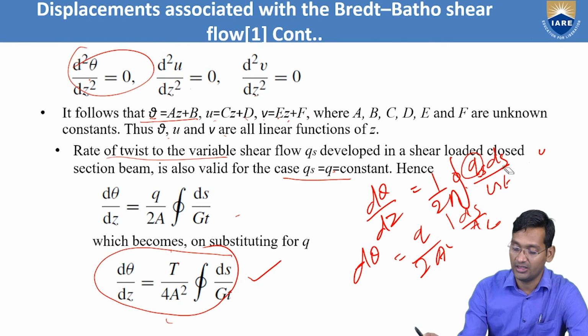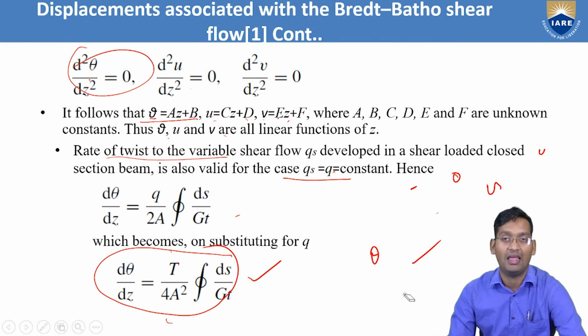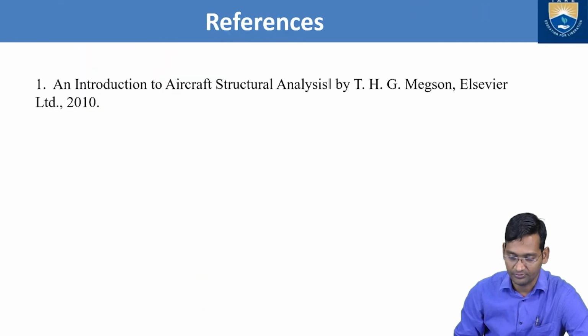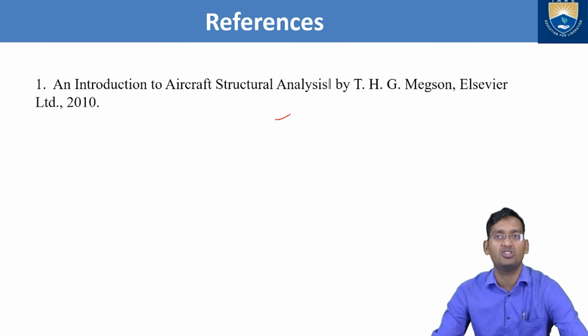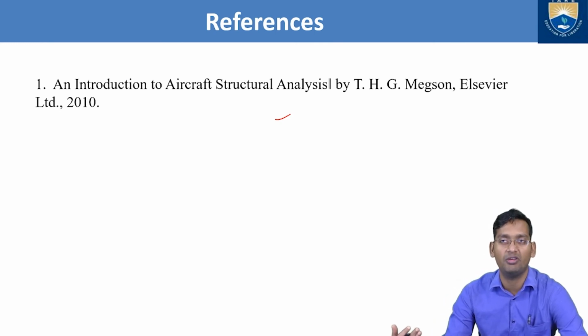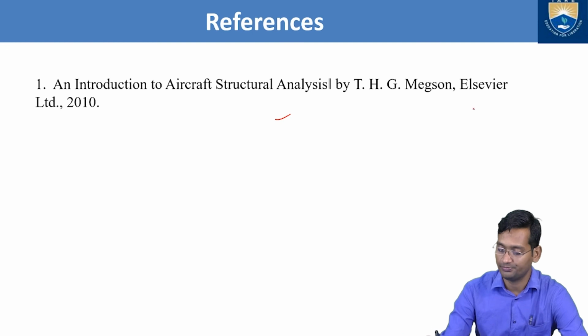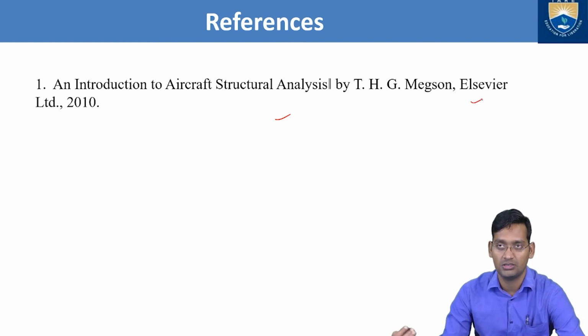This is the rate of twist by the Bredt-Batho formula, and that was because of the shear wrapping. This is the reference; again, you can refer to the Megson book. Mostly I'm referring to that because it is your textbook, and I'm asking you to refer to the T.H.G. Megson book only, the 4th edition, where you will get these derivations. If you have any doubt, comment on the video or ask personally.